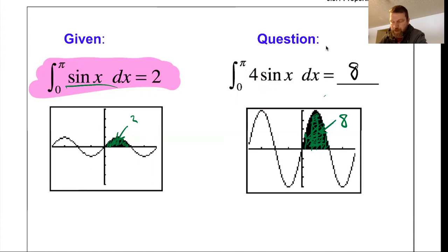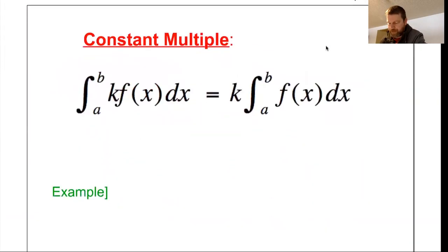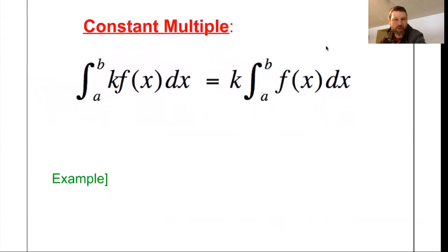All right, this is going to lead us to the next property, which is slightly more important yet. It's called the constant multiple property. All it says is that if you've got some constant like k, you can put it inside with that integral or outside of the integral. It's going to be equal no matter what.